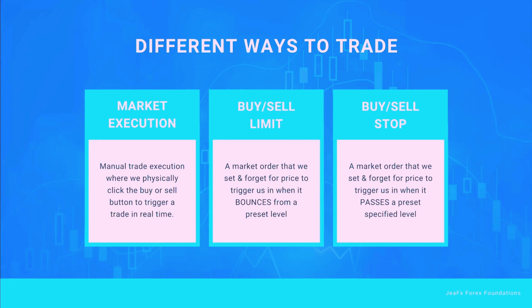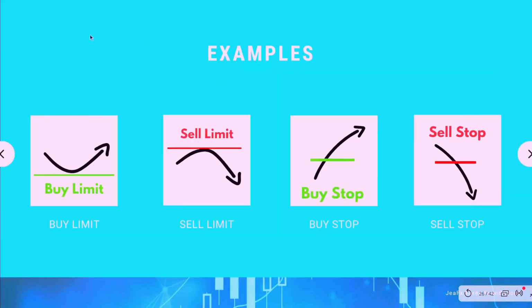So some examples then, because it might be a little bit confusing right now. Here are some little graphics of that. So buy limits, when price comes down, we have an order set at this level, okay? And what we're looking for is for price to tap that level, which will trigger us into a buy trade, and then for price to continue back up. So we do this at levels where we expect the market to reverse.